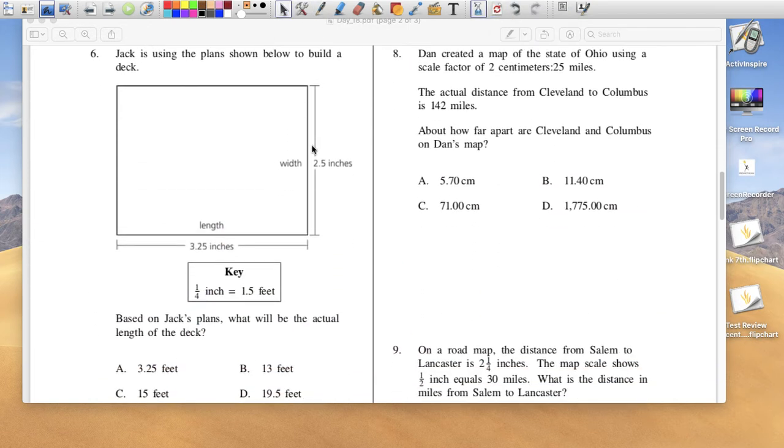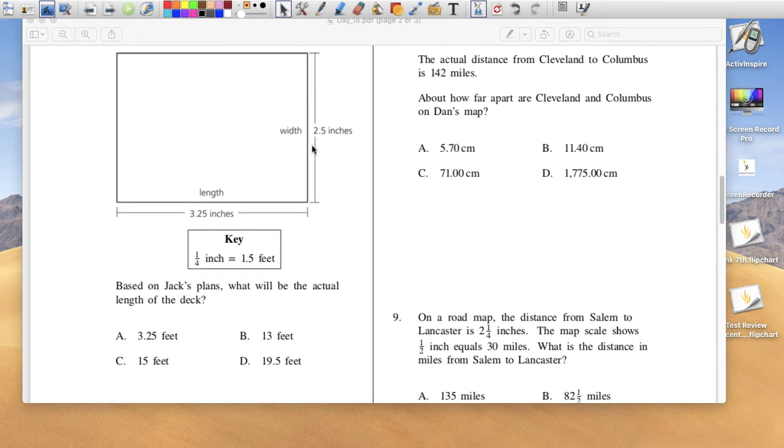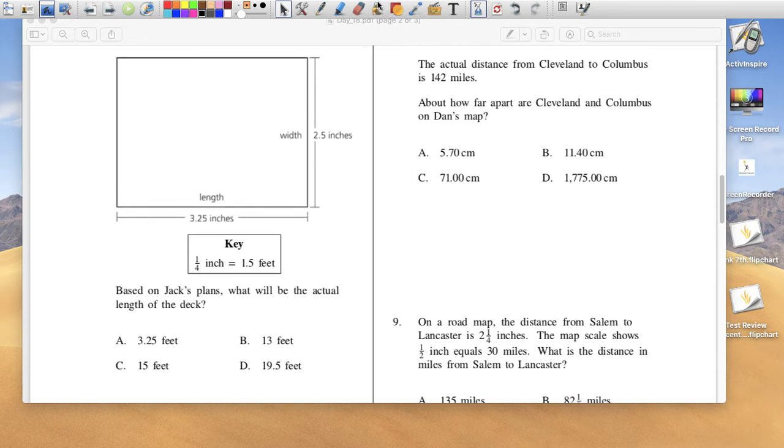Number 7, Jack is using the plans shown below to build a deck. So here is the deck on his drawing, right? He wants something that's going to be this length and this wide. And here's your key. Based on Jack's plan, what will be the actual length of the deck?